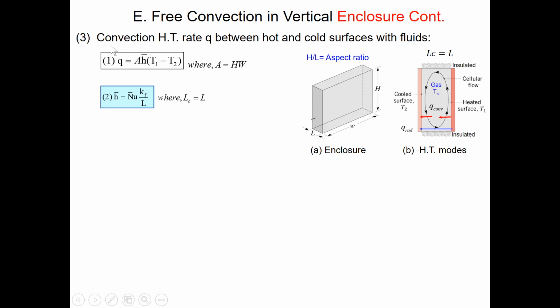Third, the convection heat rate, Q, is defined in equation 1, where A is the surface area perpendicular to the convection heat flow. H is calculated from equation 2, where LC is the length L, and this is the temperature difference between the two surfaces.